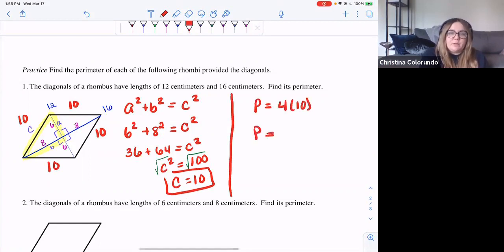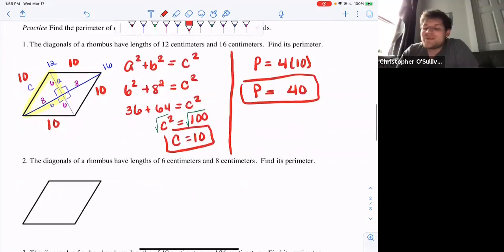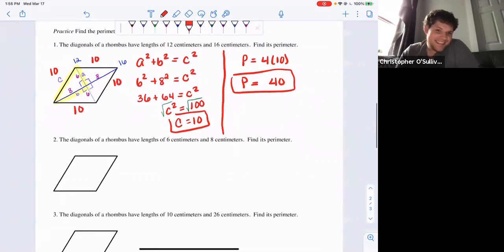Therefore, the perimeter equals 40. And that's your final answer. Perfect. Miss C, I loved your explanation. Do you want to do number 2 as well?